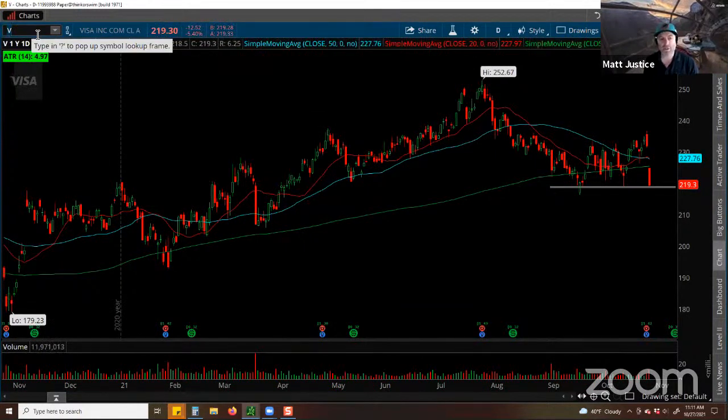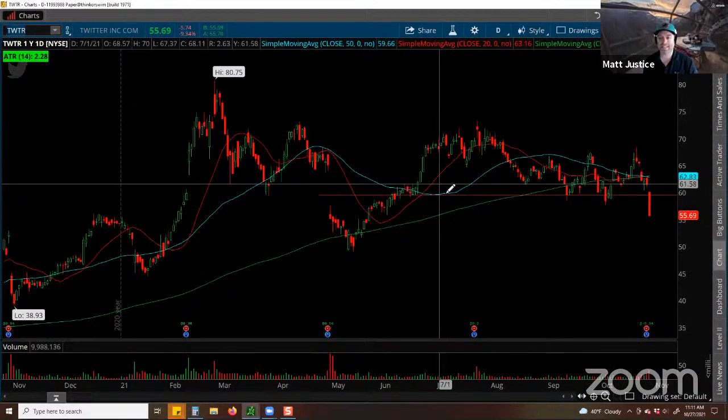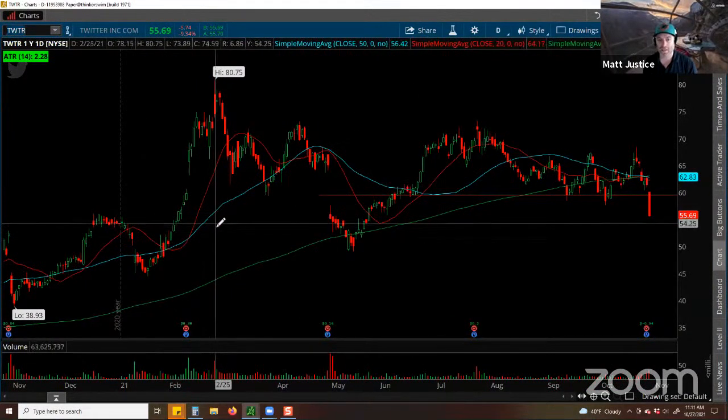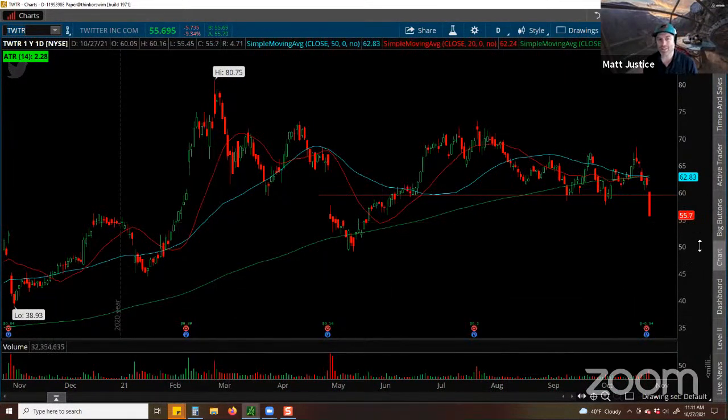Let's move on to some of the reports that came out earlier. Twitter, TWTR. We saw Facebook yesterday, saw Snapchat the day before, late last week. Well, Twitter here following suit. A little bit of a difference though. Twitter did try to say they weren't Facebook today. They said, you know what? We weren't impacted by Apple's privacy policy.